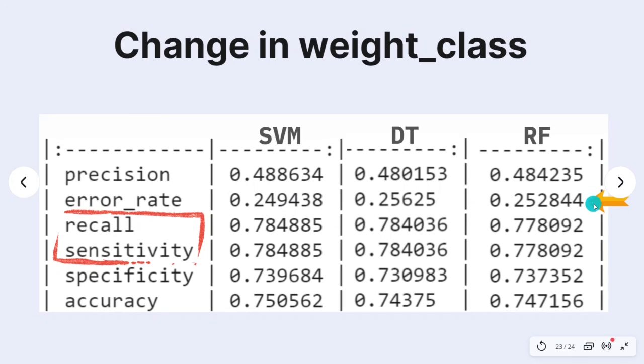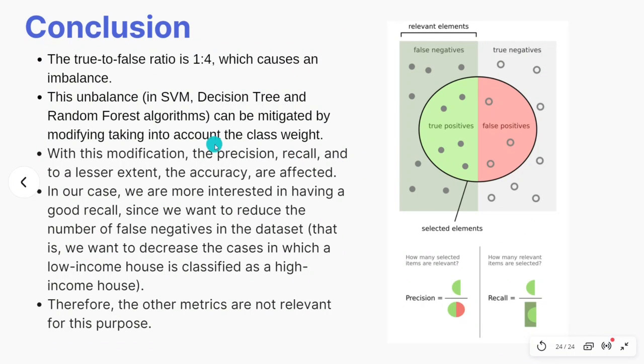And here I point out the error rate because even though it increased, that is not something desirable. And as a conclusion, we can say that the true to false ratio is 1 to 4, which causes an imbalance. But this imbalance in these algorithms can be mitigated by modifying and taking into account the class weight. Now, with this modification, the precision, the recall, and to a lesser extent the accuracy are affected. But this is good for us because in our case, we are more interested in having a good recall because we want to reduce the number of false negatives in the dataset.